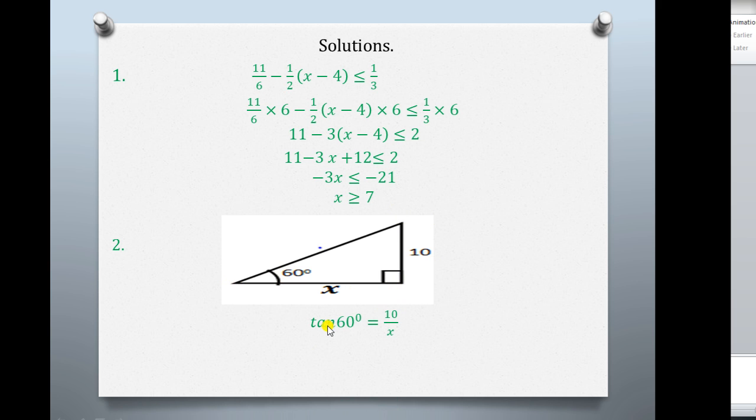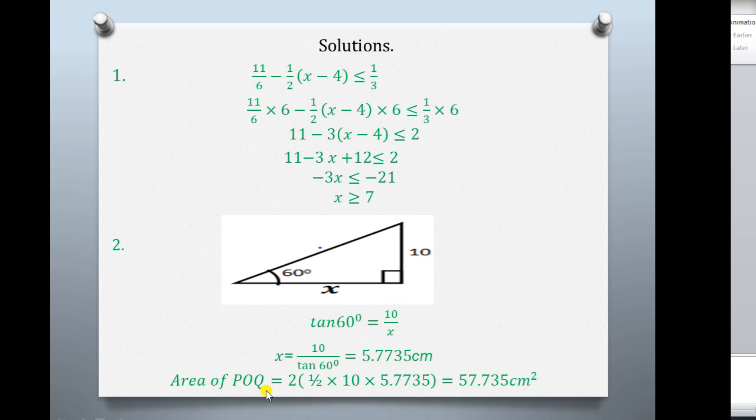Now to get x, we are simply going to use SOHCAHTOA. And so we shall say tan 60 degrees is equal to the opposite over the adjacent, and that gives us this step. From there, you simply cross multiply, then divide through by tan 60 on both sides. When you do so, you will be able to get 5.7735 centimeters to 4 decimal places.